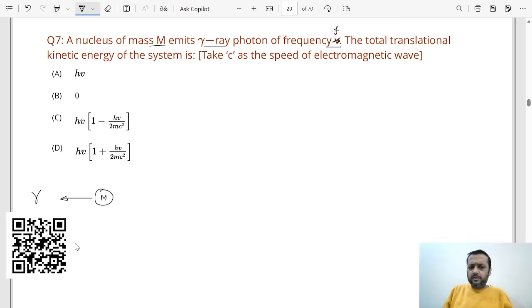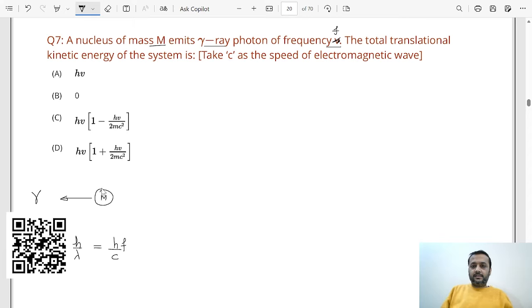Momentum of any photon is written as h upon lambda, where lambda is the wavelength of the photon, which can be written as the speed of the photon, c, upon frequency. So this is what you can write as the momentum of the photon, hf by c.